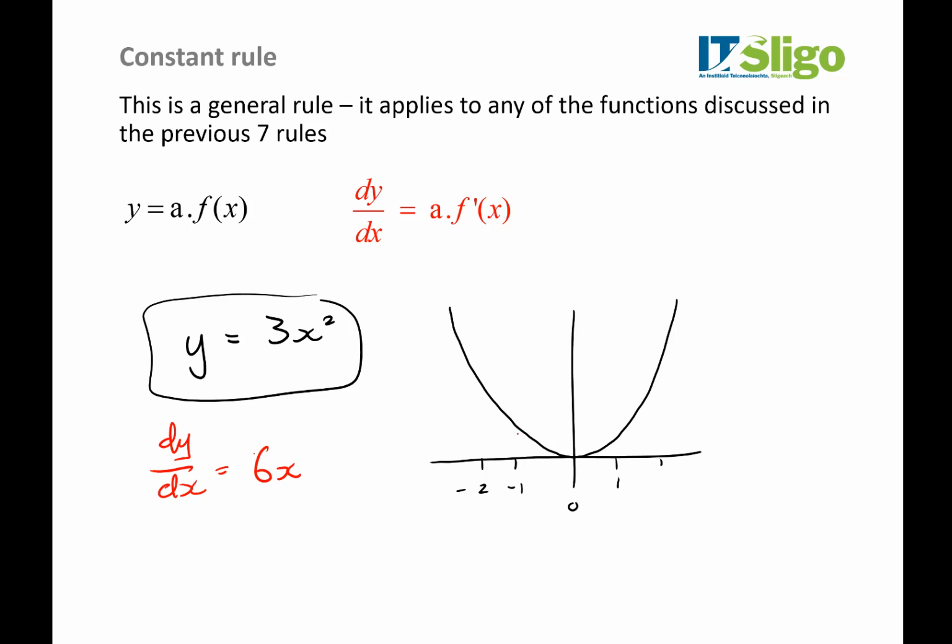Now for any x value, we can tell the slope. When x is minus 1, we now can tell the slope at that point. Put minus 1 in for x, the slope there is minus 6. Similarly, the slope when x is 1 is plus 6. When x is 2, the slope is going to be 12. So we can tell the rate of change of our black function very easily.